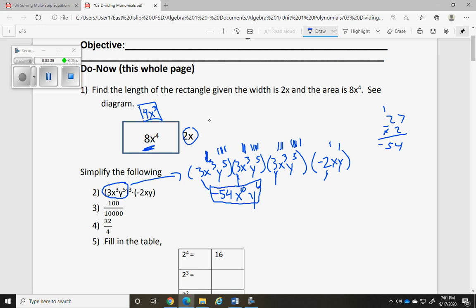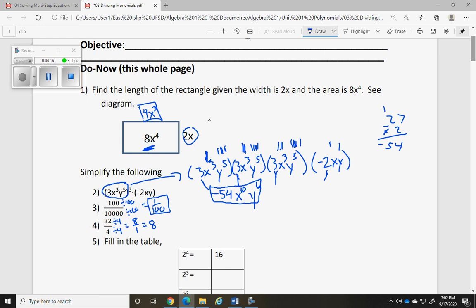Number 3, to simplify this, I can divide top and bottom by 100, right? That's how we originally learned how to simplify fractions. So I get 1 over 100. And 32 over 4, I could divide top and bottom by 4. So I get 8 over 1, which is the same thing as 8. So you really do need to know how to simplify fractions. You really do need to know how to expand with exponents.